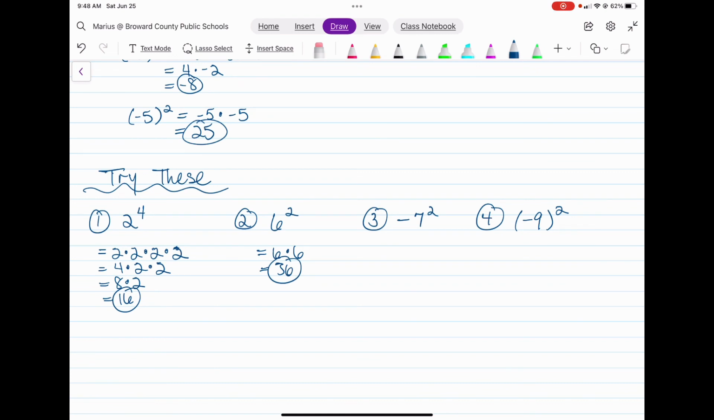Number 3, because there's no parentheses, you read this as the opposite of 7 squared. So now when we read this, we would write negative 7 times 7. And a negative times a positive is a negative, so this would make negative 49. Now, number 4, the negative 9 is in parentheses, okay? So we would actually read that as negative 9 to the second power, or negative 9 squared, which would be negative 9 times negative 9, which would equal positive 81.